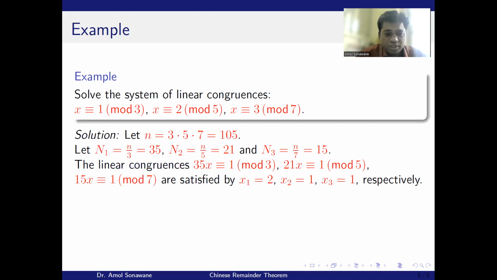So we can see that the linear congruences 35 into x congruent to 1 modulo 3, 21 into x congruent to 1 modulo 5, and 15 into x congruent to 1 modulo 7 are satisfied by small x1 is equal to 2, small x2 is equal to 1, small x3 is equal to 1 respectively. Note that the 35 is nothing but N1, this 21 is N2, and this 15 is N3. Take small x bar is equal to 1 into 35 into 2 plus 2 into 21 into 1 plus 3 into 15 into 1. You can see that here this small a1 is 1, small a2 is 2, small a3 is 3.